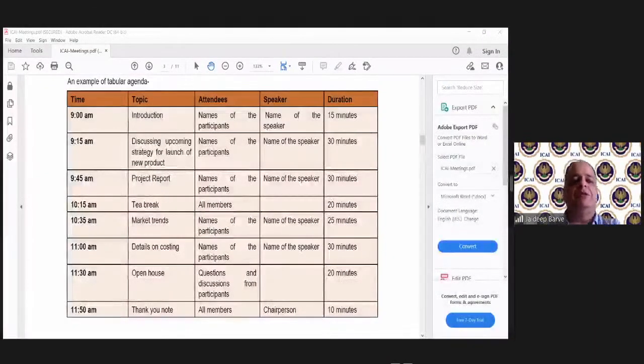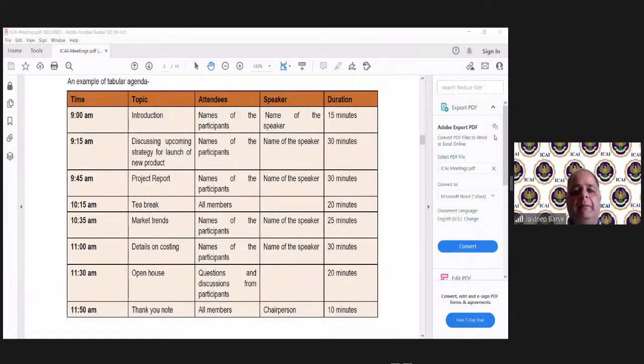Okay, students, over here you can see an example of a tabular agenda. Just have a look at the columns. There are 5 columns. The first column is the time. Second is the topic. Third is the attendees. Fourth is the speaker. Fifth is the duration. Look at this. What can you infer from this agenda?